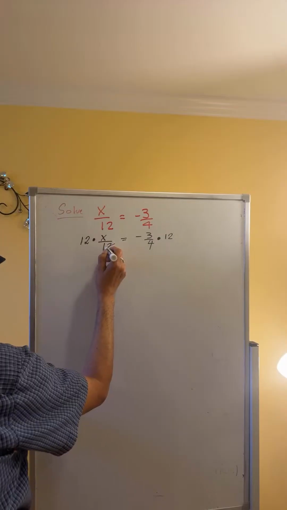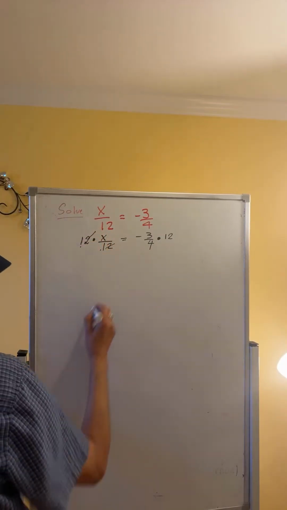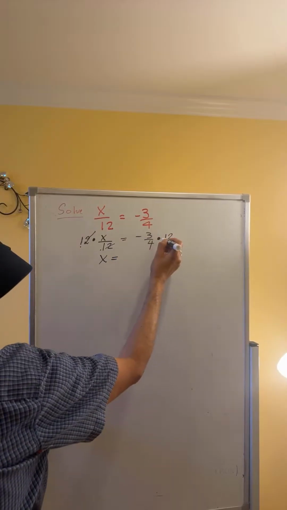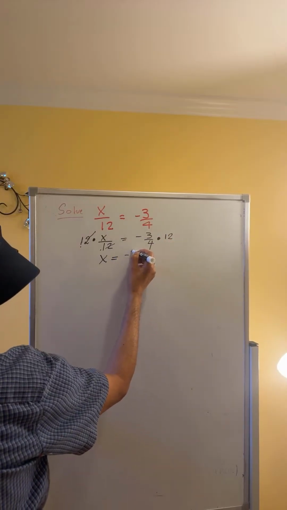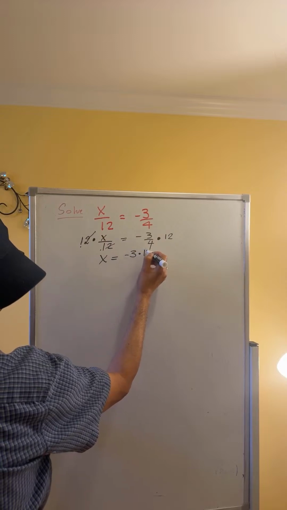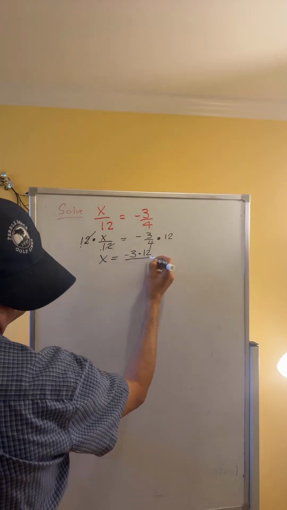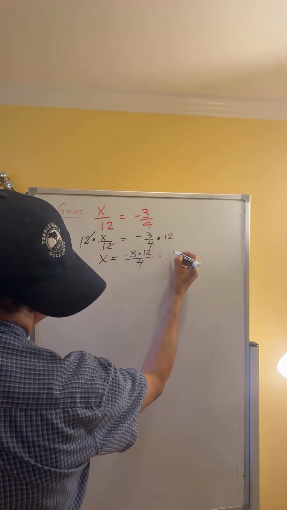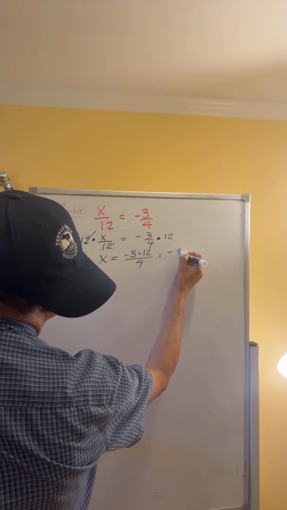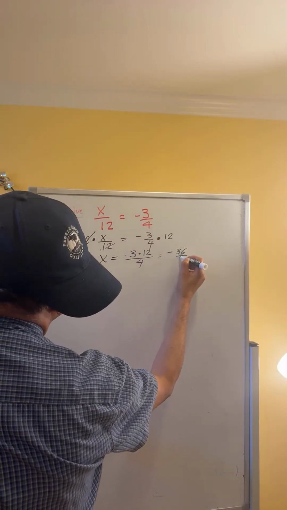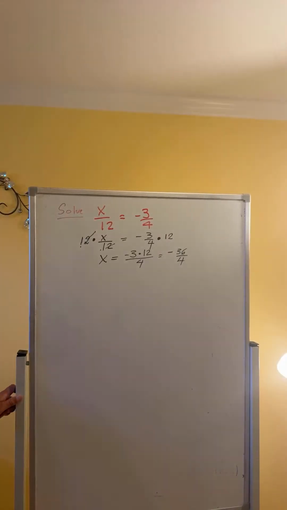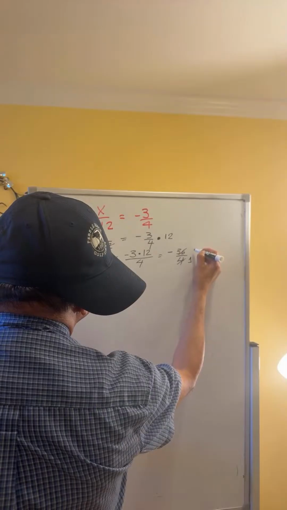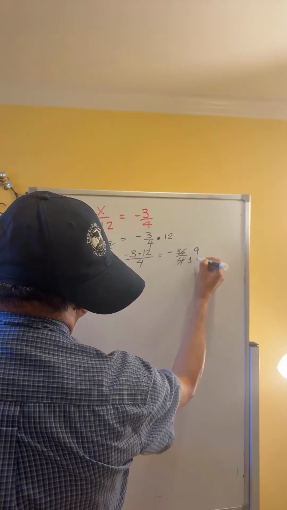Now this 12 cancels with this 12. So we are left with x equal to, now this is minus 3 multiplied by 12 in the numerator divided by 4. So this is equal to minus 3 times 12 is minus 36 in the numerator divided by 4. Now 4 goes into 4 1 times and 4 goes into 36 9 times.